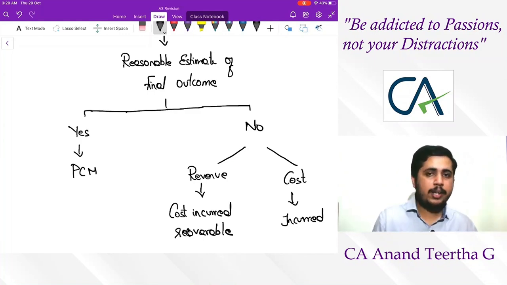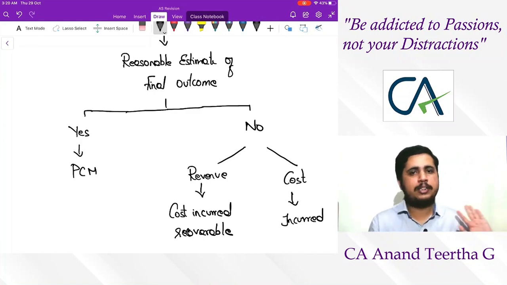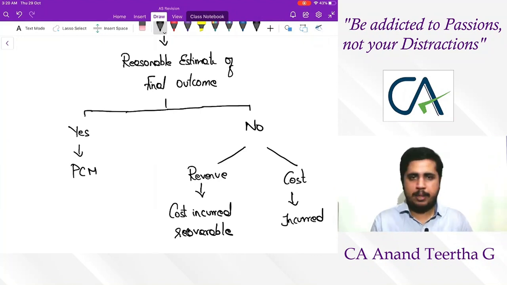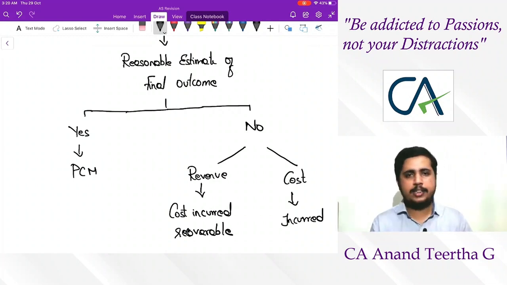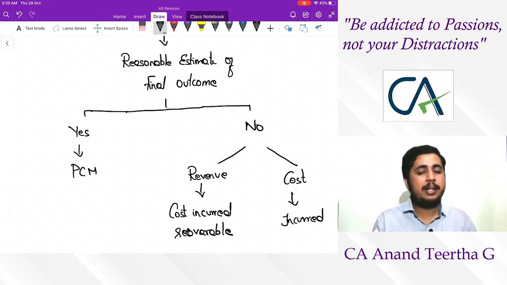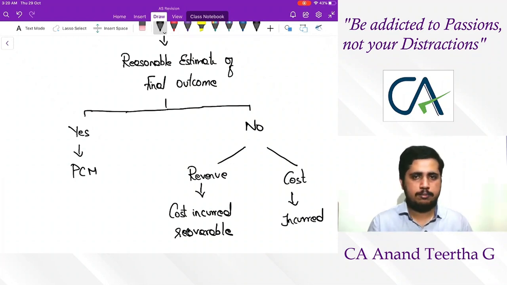As soon as you get the reasonable estimate, come back to the percentage completion method. It's not like it is permanently no. Once you get the reasonable estimate, come back to the percentage completion method, calculate it normally, apply the stage of completion, get your answers. But till then, you have to apply it according to cost incurred for revenue, to the extent recoverable. On the expense part, it is cost incurred. Okay, so this is how it is supposed to be done.